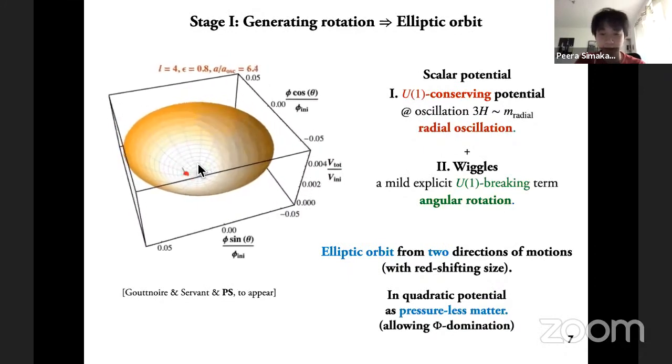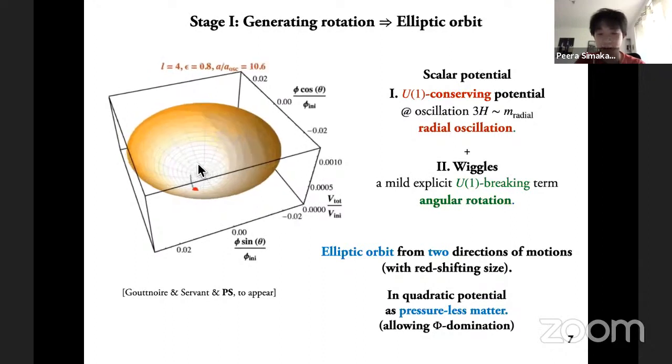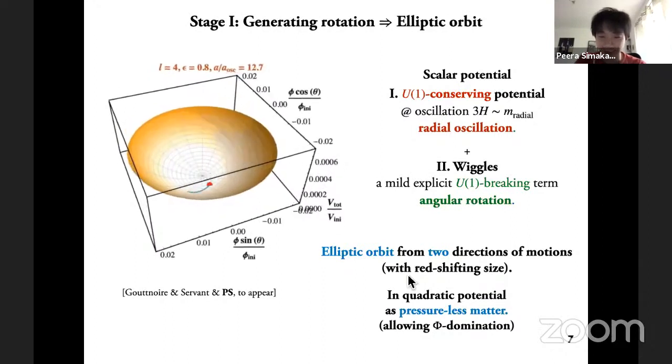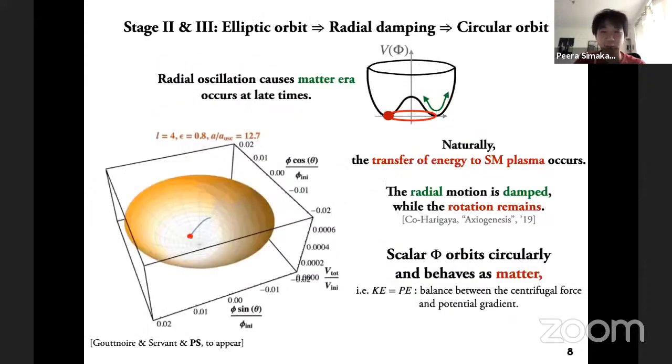And this elliptic orbit will redshift in size due to Hubble expansion. We can show that if the potential is quadratic, then the field will behave like a pressureless matter and could generate a matter era. And now at some time later, the elliptic orbit will redshift down the potential, but it cannot redshift down to the bottom because the radial oscillation is still here. And this could generate the matter era at late times. And this will lead to the cosmological moduli problem. However, this radial motion will be naturally suppressed due to the interaction between the Peccei-Quinn field and the standard model plasma.